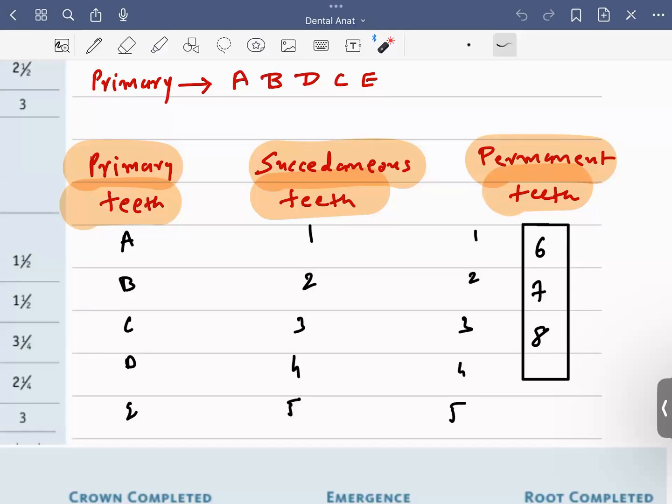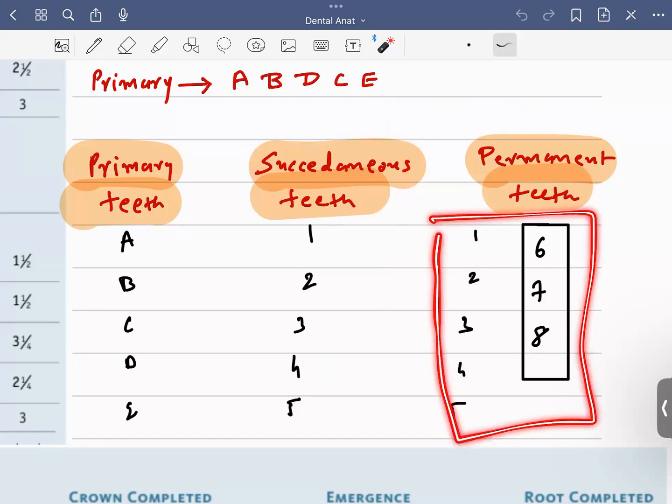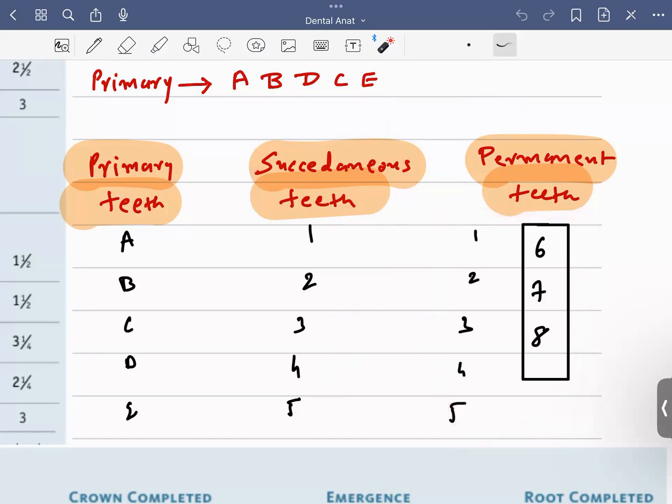Sorry for the interruption. So what we can say is all the succedaneous teeth are permanent teeth. That is 1, 2, 3, 4, and 5. All of them are permanent teeth, but all the permanent teeth are not succedaneous teeth. Are you getting what I'm telling you? 6, 7, 8, although they are permanent, are not succedaneous. So this can be asked in the exam: which of the following is not a succedaneous tooth? And the options will be 3, 4, 5, and 6. What will be the answer? 6.